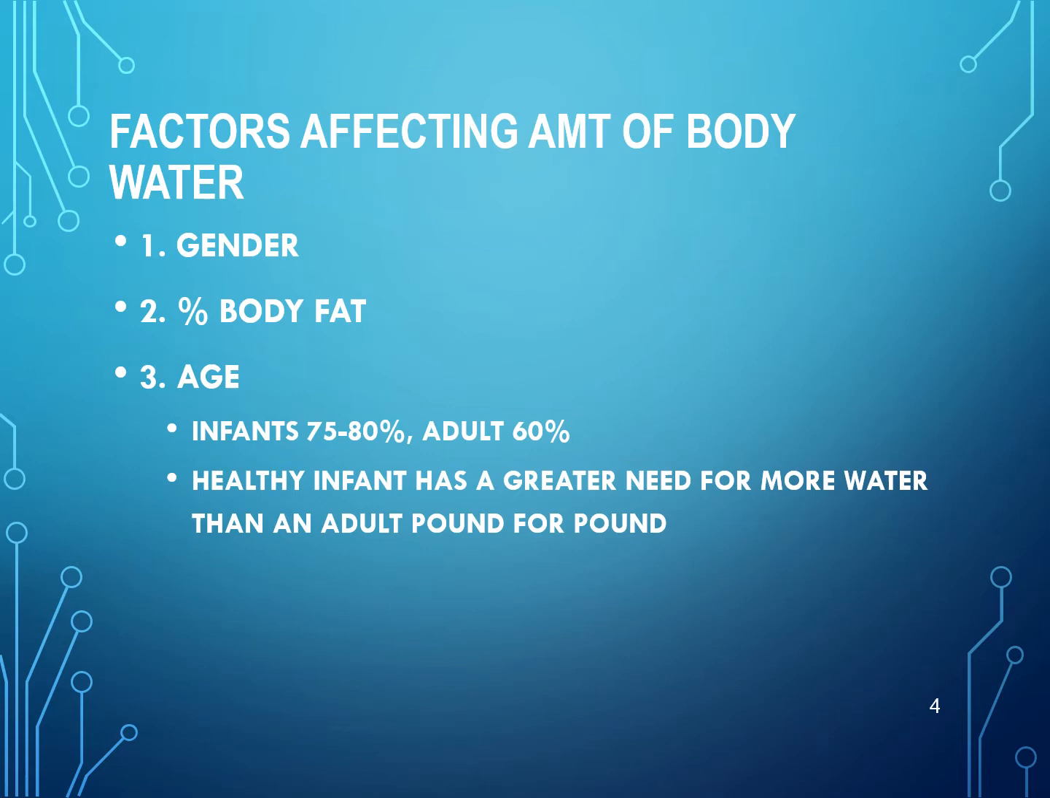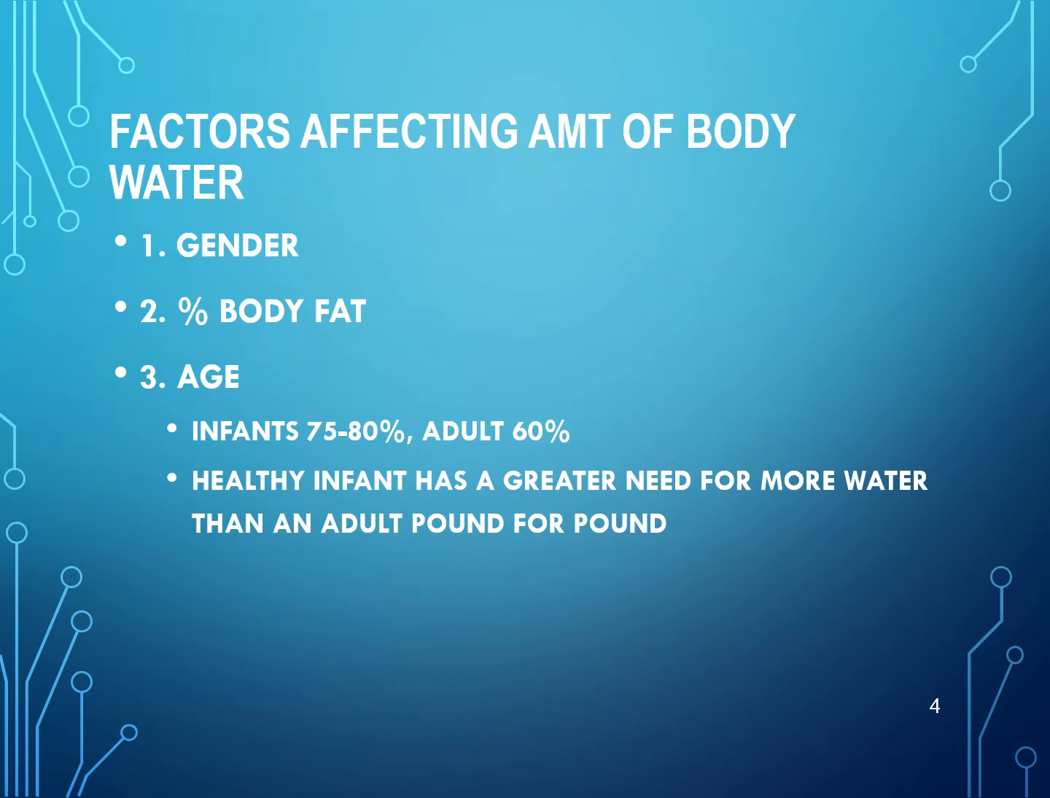Then we look at age. Infants are going to be about 75 to 80% body water for weight, whereas the adult is 60%. A healthy infant has a greater need for more water than an adult pound for pound. It's clear because they have a higher percentage of body fluid, so they have a greater need for that fluid.